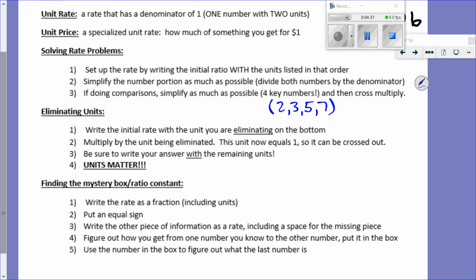If all you have is a number, you're not getting full credit. Your units matter. So make sure you are writing your units down.